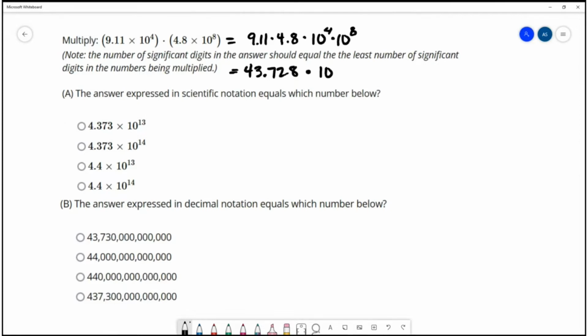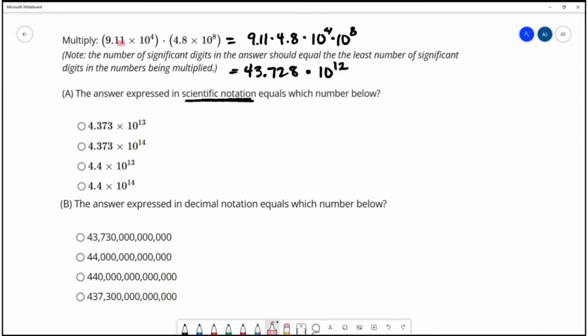Since we're multiplying expressions with the same base, we add those exponents together. So 4 plus 8 is 12. When we did that math, we got 43.728 times 10 to the 12th. And we want to express that number in scientific notation.